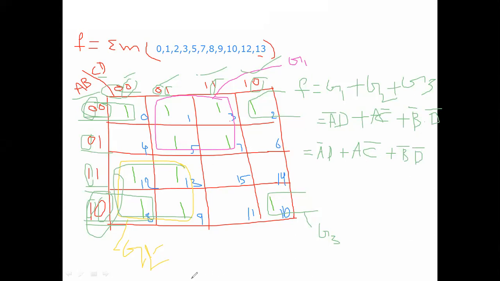Did you understand how to simplify a sum of product expression by using a 4 variable K map? Okay, try by taking other functions also. If you practice this, then it will be very easy to understand. Practice is a must. So in today's class, we discussed how to use the 4 variable K map for sum of product terms.